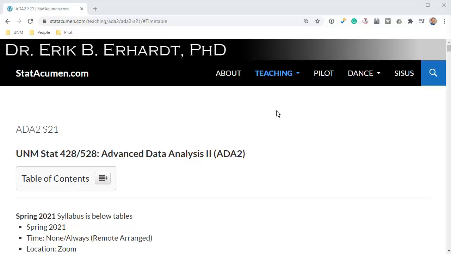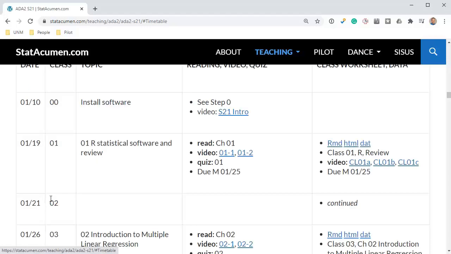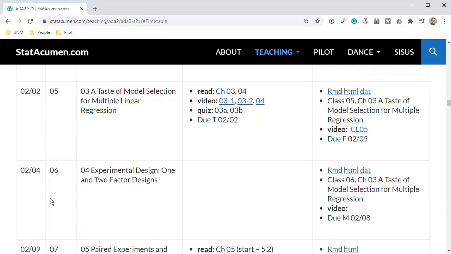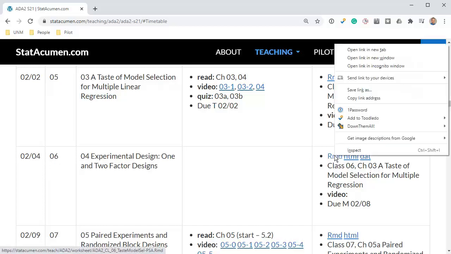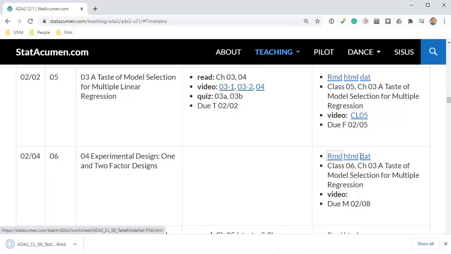In this video, I'll help get you started with assignment Class 6, a taste of model selection for multiple regression using a PSA, prostate-specific antigen dataset that will bring in several additional skills compared to Class 5. So we'll go down to Class 6 and save the RMD file and the data file to our ADA folder.